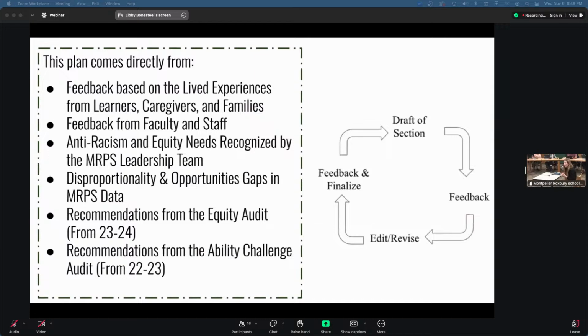And then also have gotten feedback based on lived experiences of those in our community, learners, caregivers, faculty and staff, family members. So when creating and drafting this plan, it was very much created based on the feedback, right? I by no means just pulled up in my office and decided to write a plan, right? It was very much situated in the feedback that we've gotten.